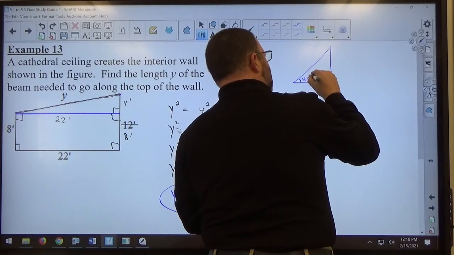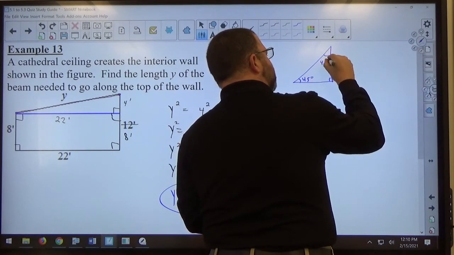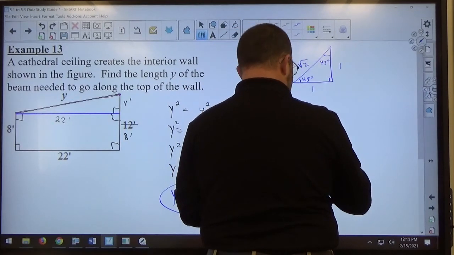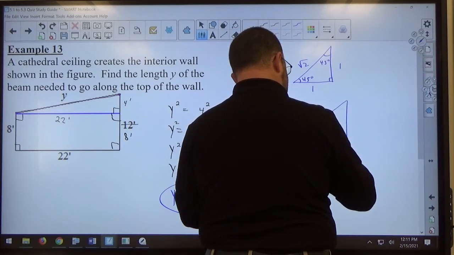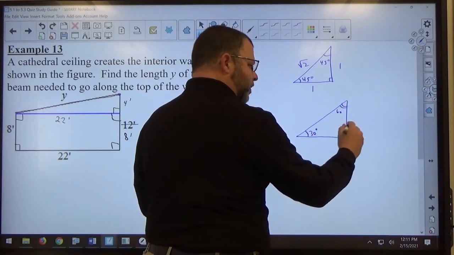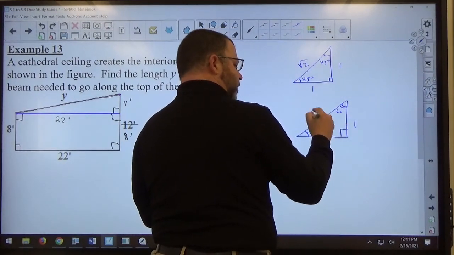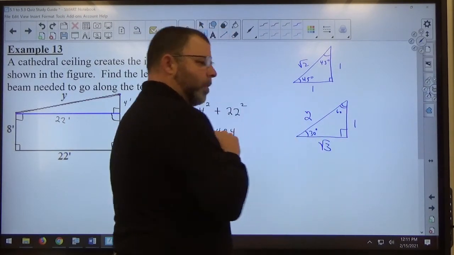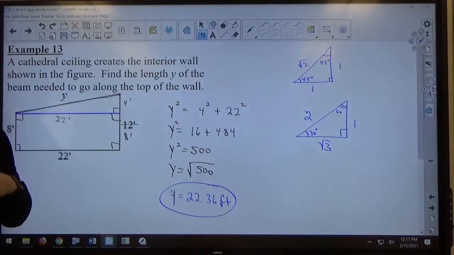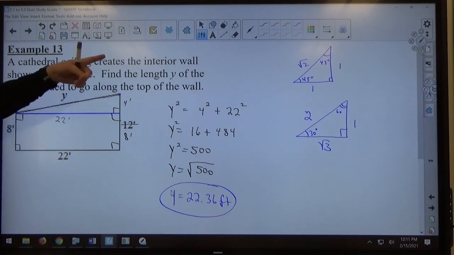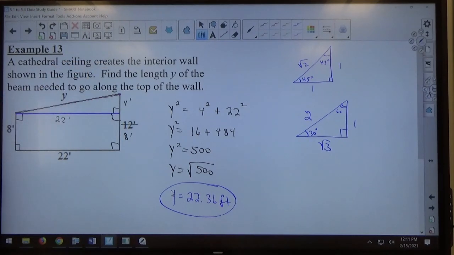A 45-45-90 right triangle has the relationship 1, 1, square root of 2 for the three sides. In a 30-60-90 right triangle, opposite the 30 is 1, opposite the right angle is 2, and opposite the 60 is the square root of 3. So you want to commit those two triangles to memory. And again, if you have a 30-60-90 or 45-45-90 right triangle and you know at least one side, similar triangles can be used to find any missing side in that picture.